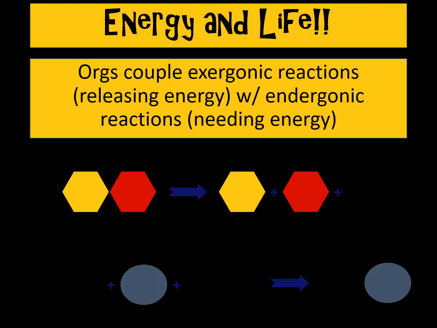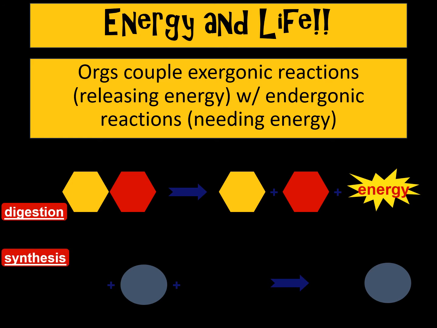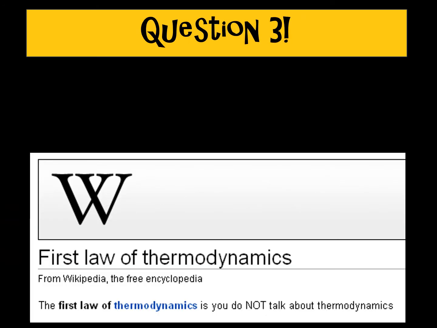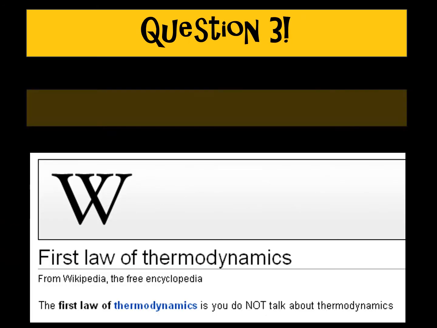So what's pretty cool with life forms is sometimes they pair exergonic reactions with endergonic reactions. And the reason they do this is because they're trying to be energy efficient. So if you have a process that releases energy, why don't you pair it or couple it with another reaction that absorbs the energy? So that way you don't lose a lot of energy with the chemical transformations that take place.